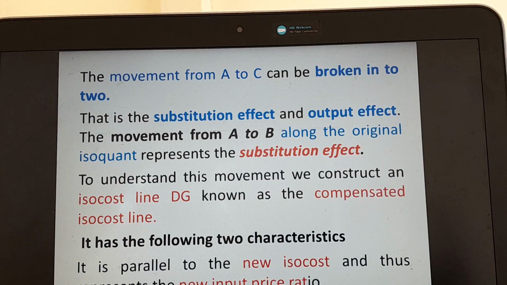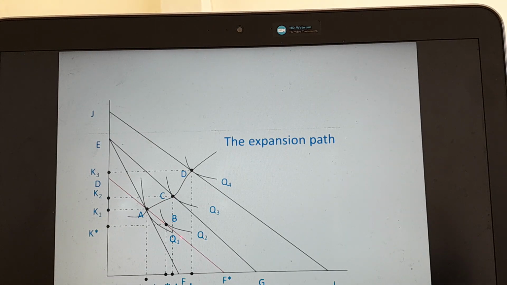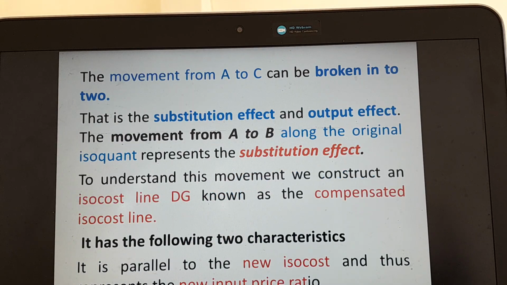The movement from A to B. From A to B immoo A kunooti B kana. A to B kun substitution effect dha. A to C kun immoo output effect dha. A to B belongs to the original isoquant and represents the substitution effect.